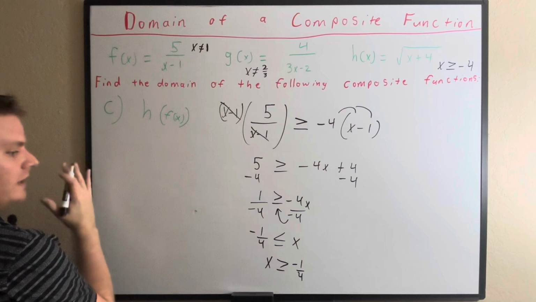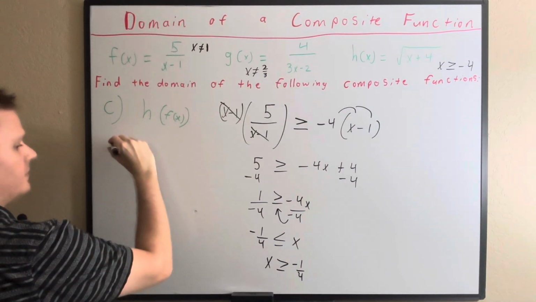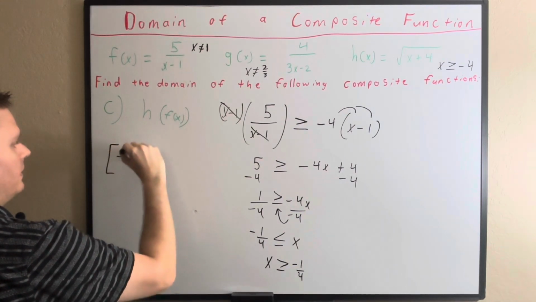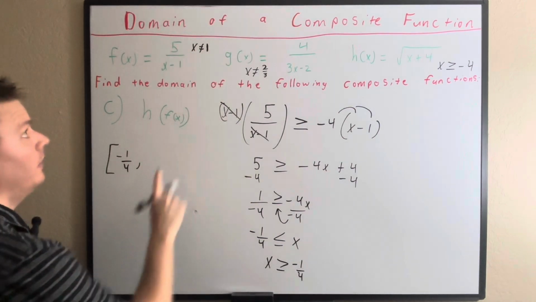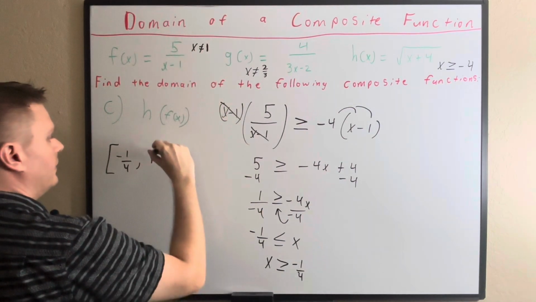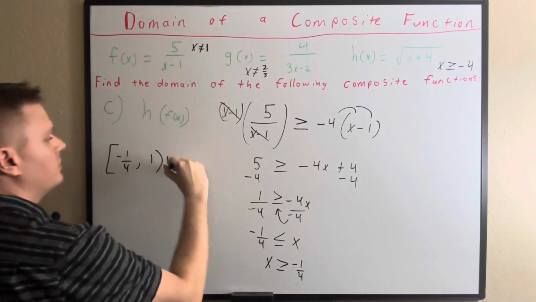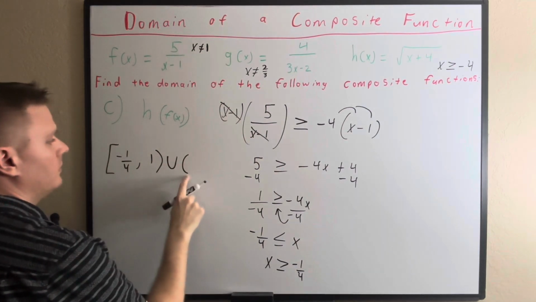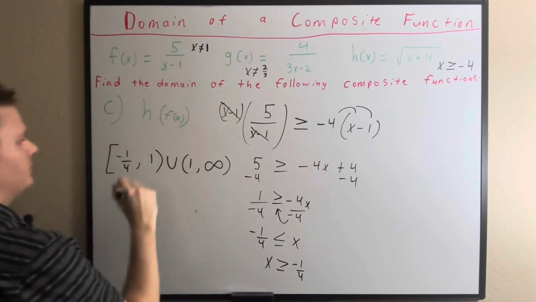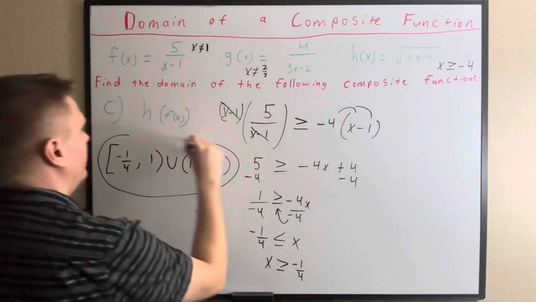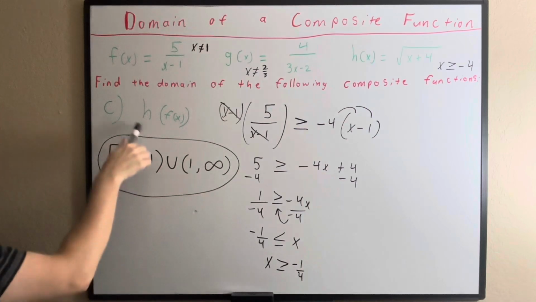So on the far left, the lowest number that we could possibly start with is negative 1/4. And we go up to positive 1. And we do not include it. We jump over it in union with everything to the right of positive 1. And there's the domain of part C, h of f of x.